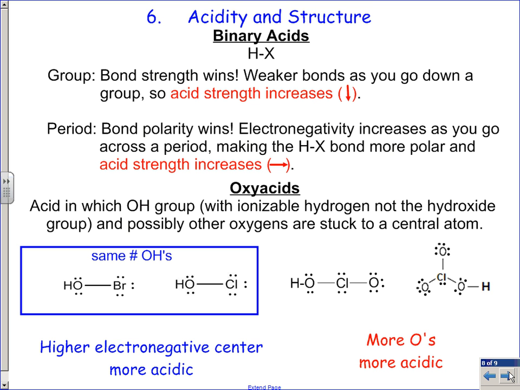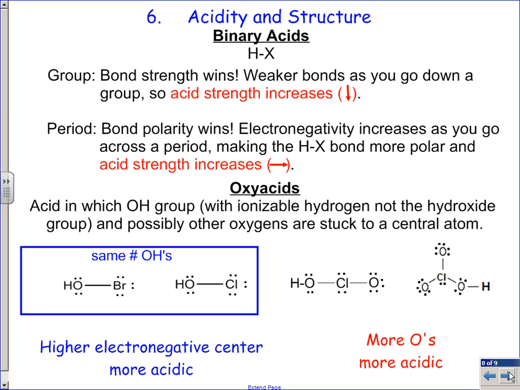And it can be a combination of these, but in particular, when you're dealing with a group, what happens is bond strength wins, and the hydrogen stuck to the X, if it's too strong, it's hard to ionize that hydrogen. So you end up with weaker bonds as you go down a group. So that means you're going to get a more ionizable hydrogen situation. So within a group, typically what we're looking at is bond strength. And what happens there is as you go down, bond strength is going to be less. So your acid strength is going to increase as you go down.